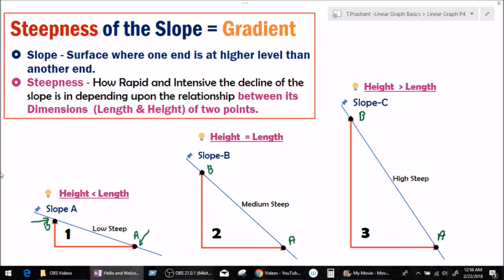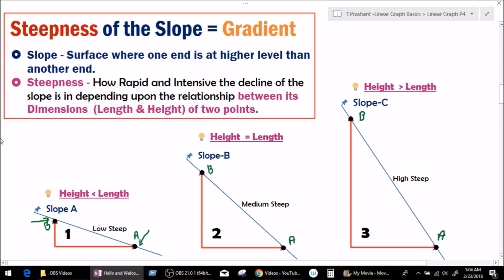So shape 1, shape 2 and shape 3, all these 3 shapes have 2 points, point A and point B. And in every shape, those 2 points are connected with the help of a straight line, which means every shape has a slope line of its own. So in shape number 1 we have slope A, in shape number 2 we have slope B, and in shape number 3 we have slope C.